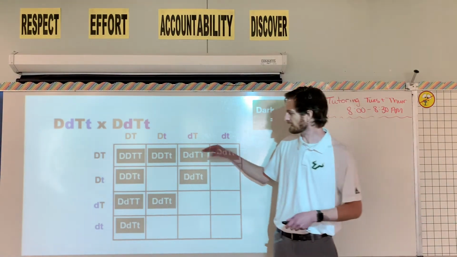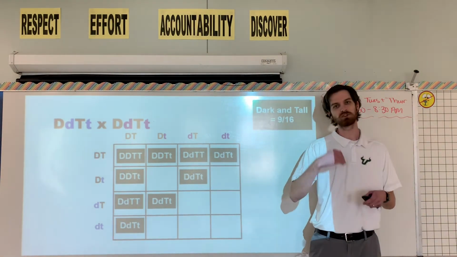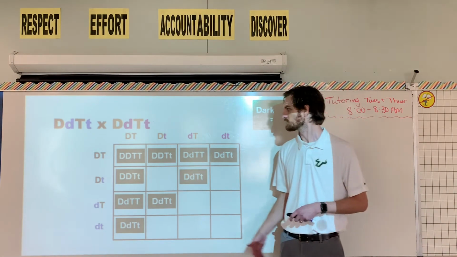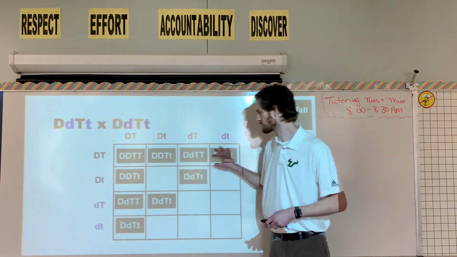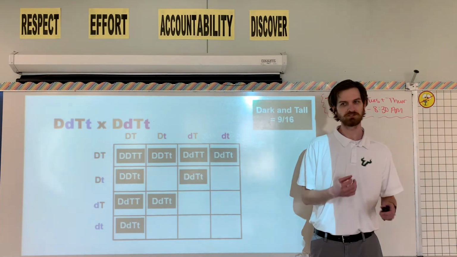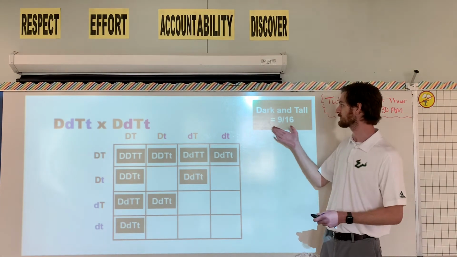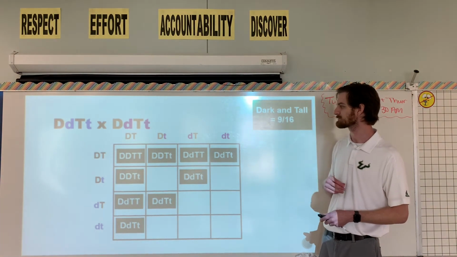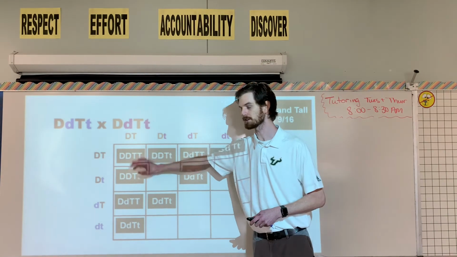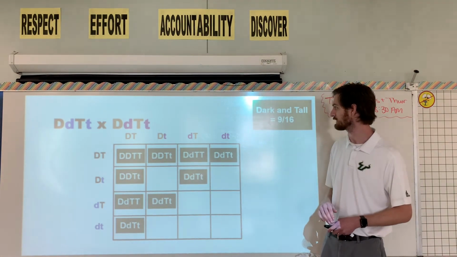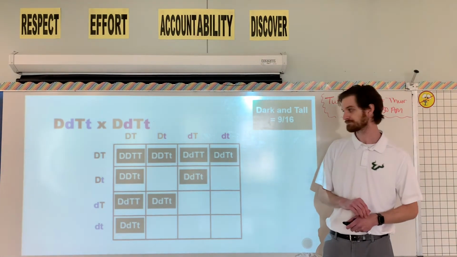Now, I went ahead and color coded these so you can see what the overall phenotypes would be. All of these would match up and express the same way, even though their genotypes look different. They would give us tall and dark plants, because all of these have the trait for dark leaves, and all of them have the trait for being a tall plant. That's 9 out of 16, okay?